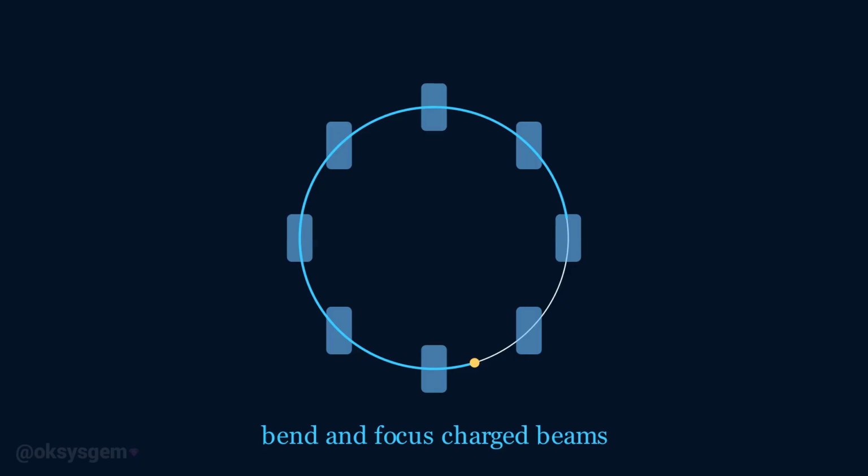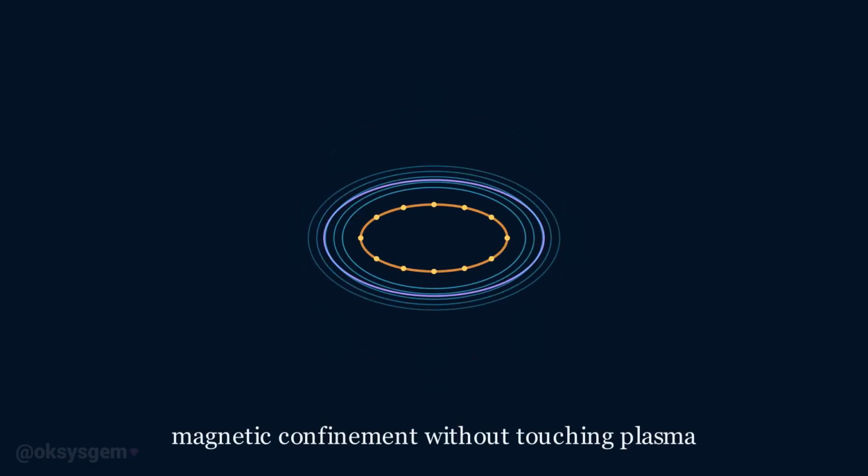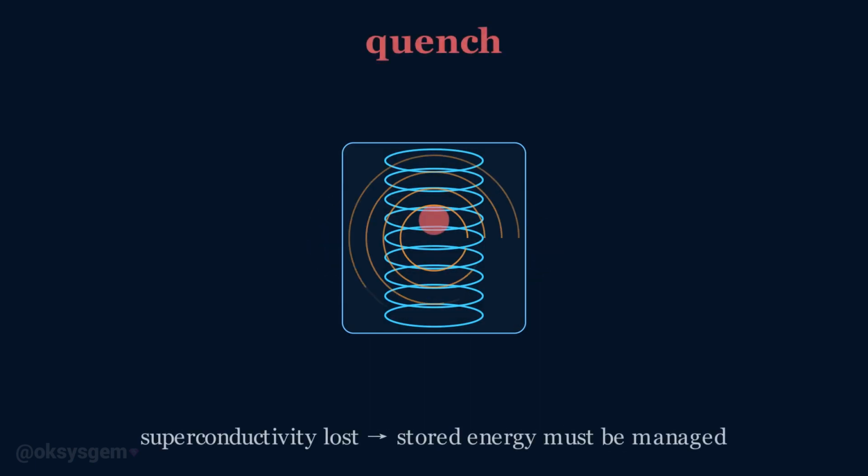Fusion experiments also rely on enormous magnetic fields. Because plasma can reach temperatures where no ordinary solid container could touch it, magnetic fields can be used to influence the paths of its electrically charged particles and help confine the plasma without physical contact. But even superconducting magnets have limits. If the field, current, or temperature becomes too extreme, part of the material can suddenly stop superconducting. This event is called a quench. The stored magnetic energy then has to be managed extremely carefully.